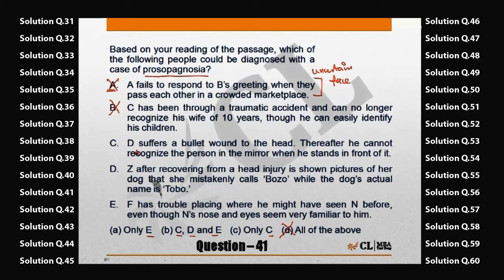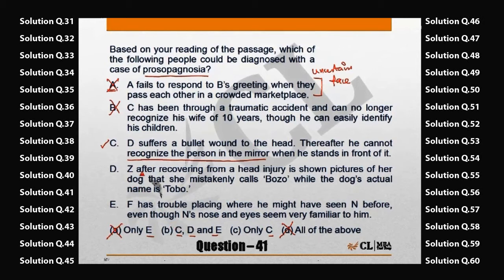Okay, let's look at D. D suffers a bullet wound to the head. Therefore he cannot recognize the person in the mirror. He is not able to recognize faces. So C is a perfect fit. C has to be there. So only E gets eliminated.